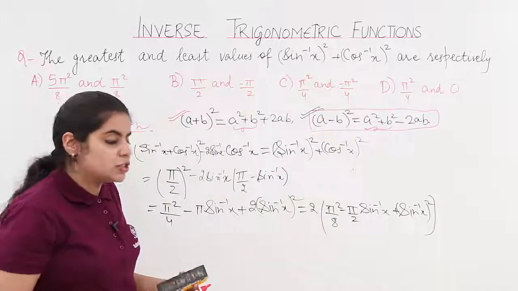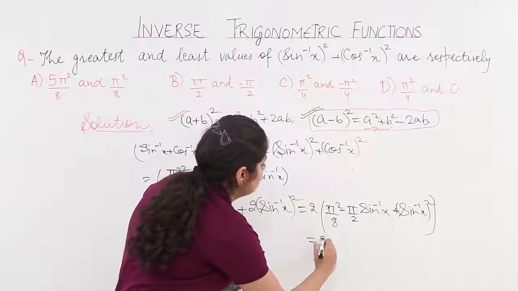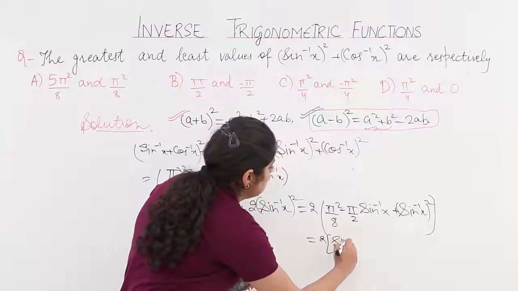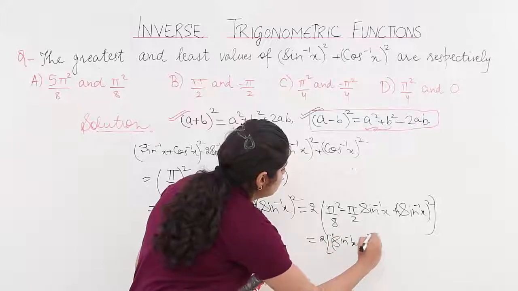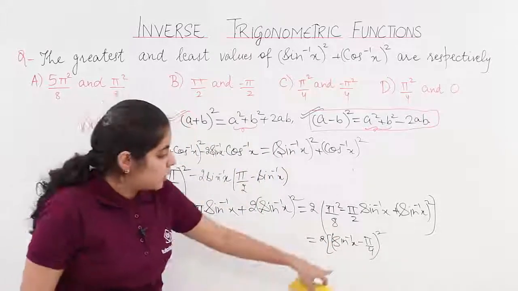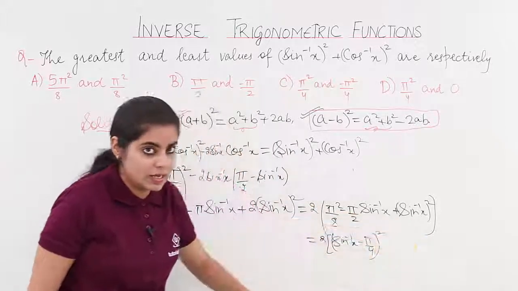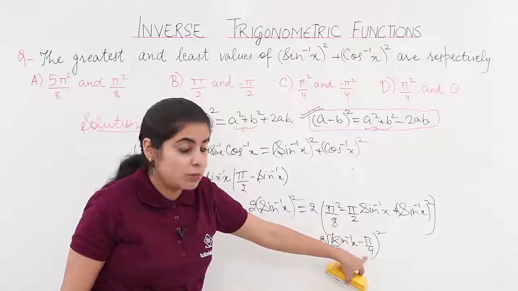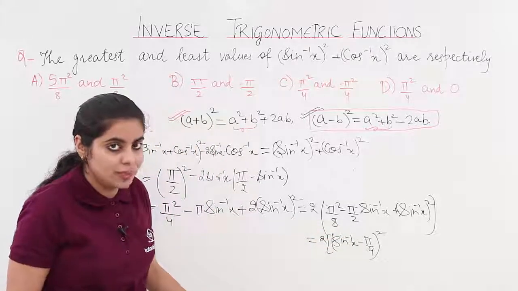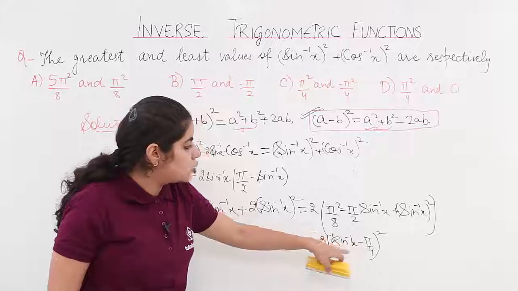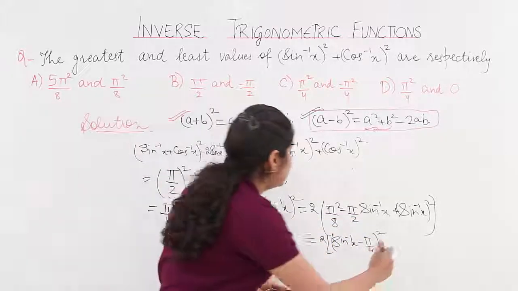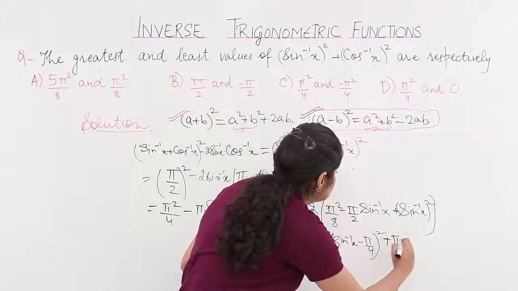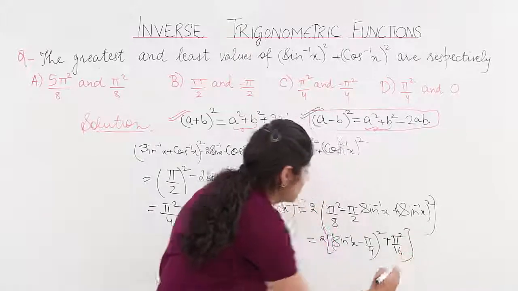I manipulate the question again. 2 comes outside. It is sine inverse x minus pi by 4 whole square. Why? Because it is sine inverse x whole square. Yes. B square is pi square by 16. Okay, I'll change it a bit. Minus 2 into a into b gives me pi by 2 sine inverse x. What else needs to be added or subtracted at pi square by 16?